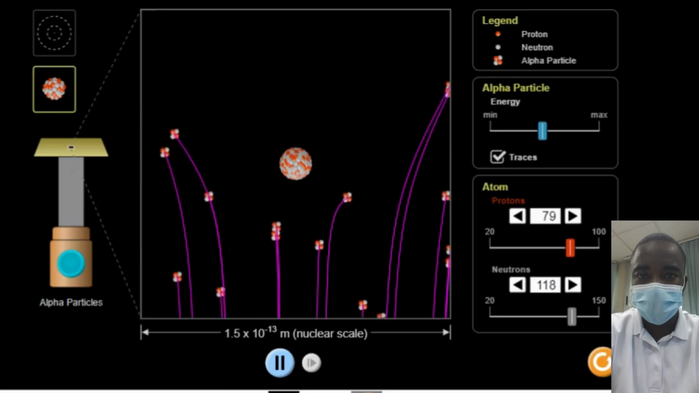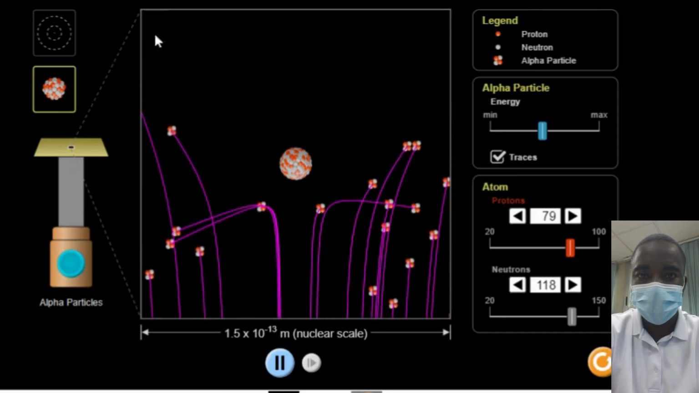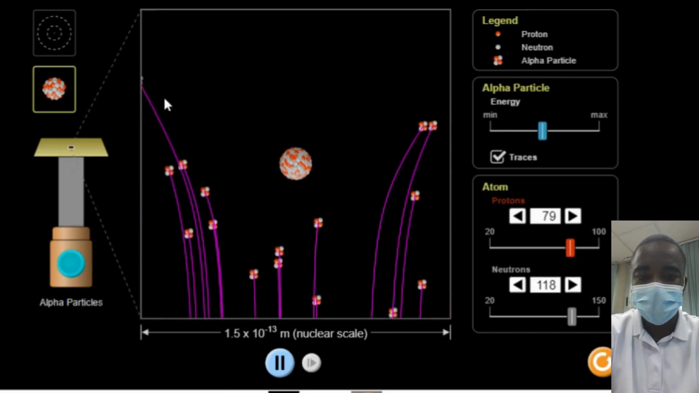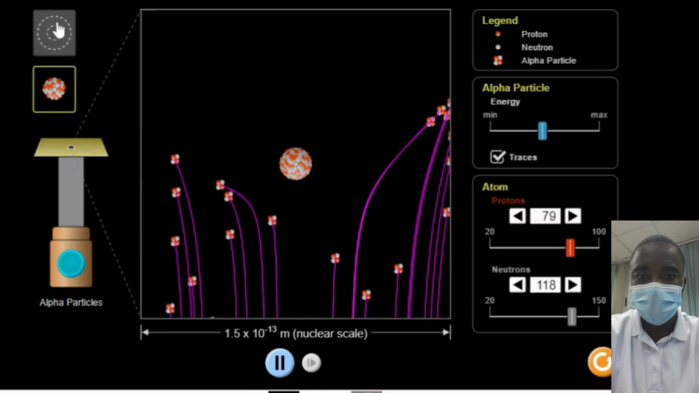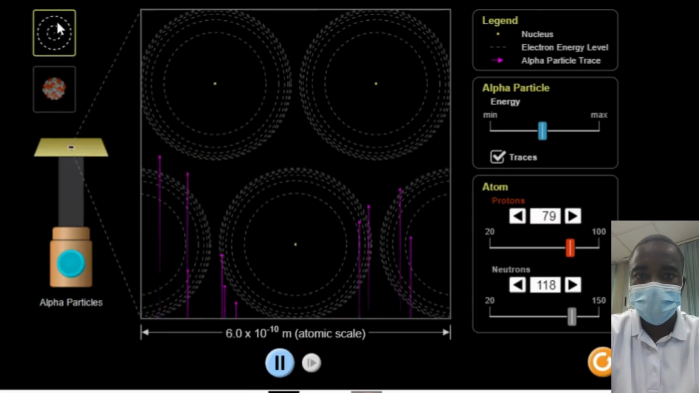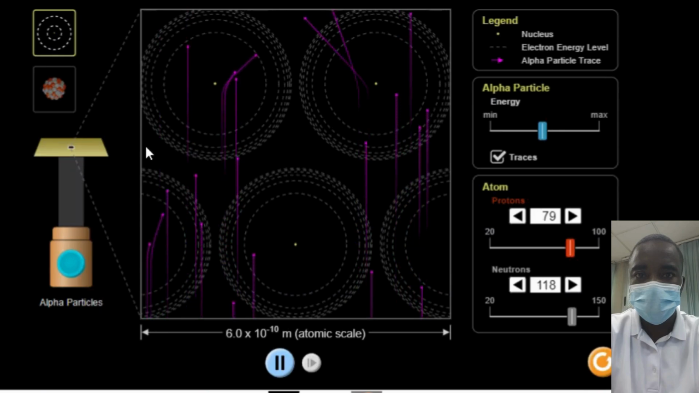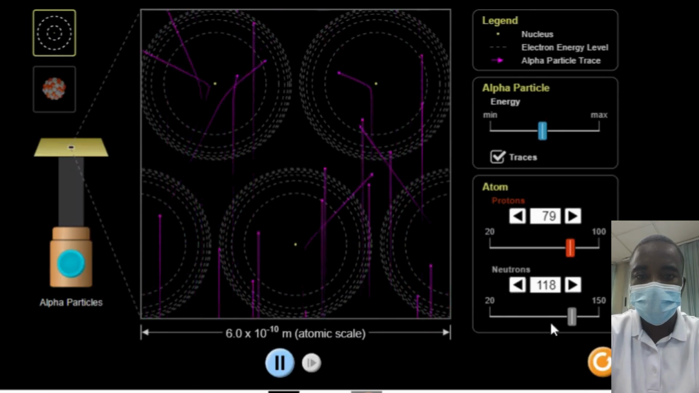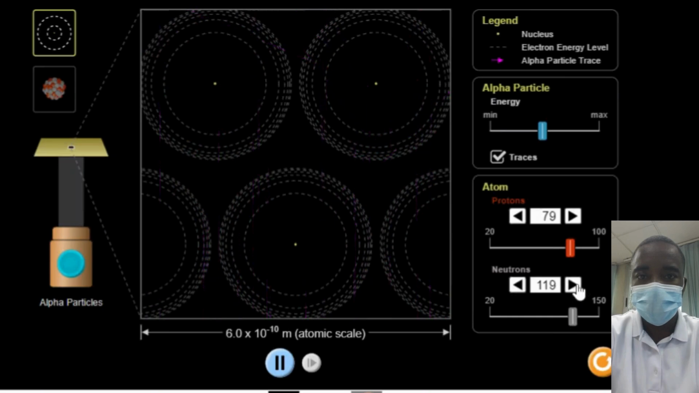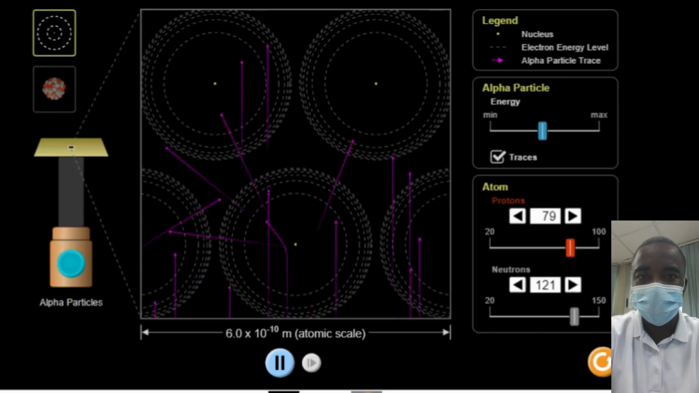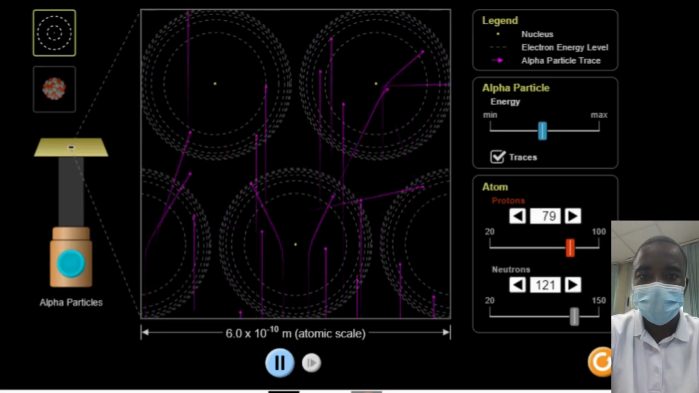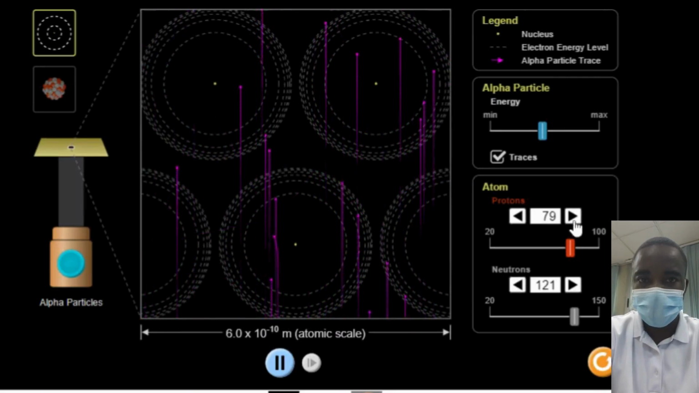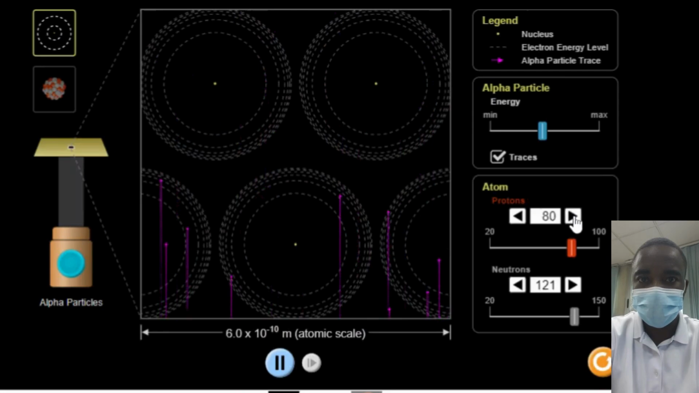This simulation focuses on the behavior of alpha particles as they interact with the nucleus of an atom. This interaction was a key component of Rutherford's gold foil experiment, which revolutionized our understanding of atomic structure. It includes various tools and visual aids to help students explore the deflection of alpha particles and the implications for atomic models. This virtual lab simulation allows students to observe the behavior of alpha particles as they travel through a thin layer of atoms. Alpha particles are positively charged particles emitted by certain radioactive elements.